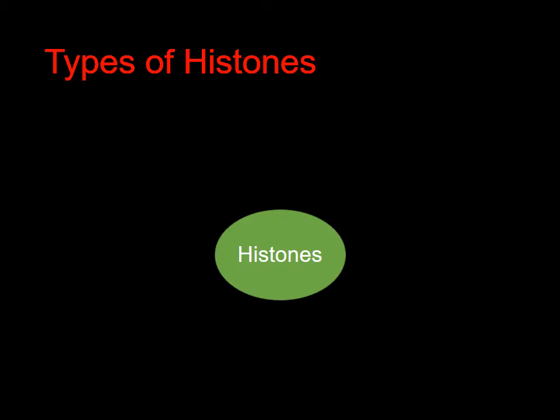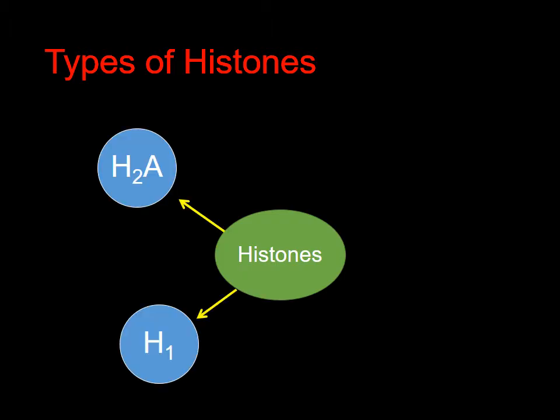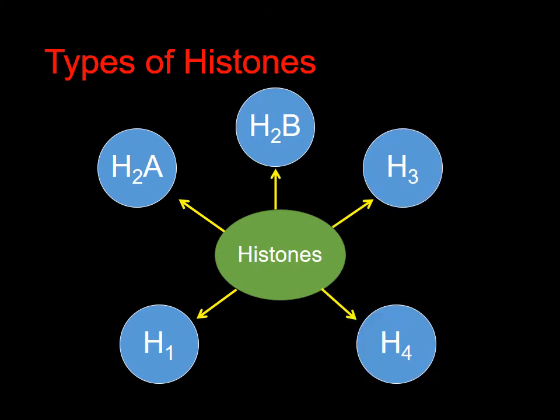Coming on to the types of histones, histone is not a single protein but a group of proteins, and we have the H1 protein, H2A, H2B, H3, and H4. All these different types of histone interact together and bring about their action.